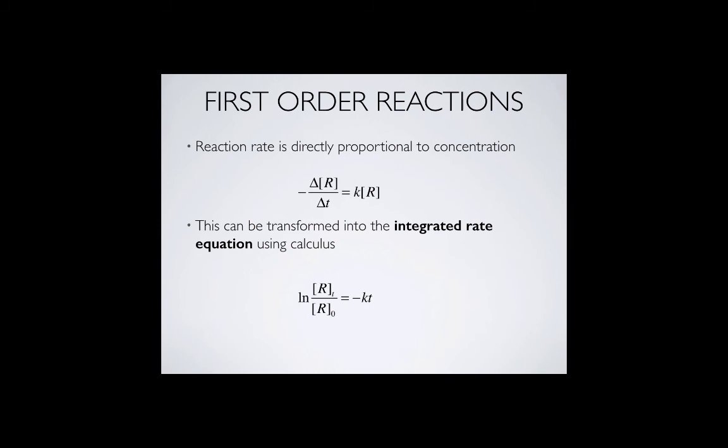But what we end up with here is that the natural log of the concentration of some reactant at time t over the concentration of that reactant at time 0 is equal to negative kt, where k again is the rate constant and t is time. Okay, so again, this little 0 here indicates that we have a time of 0, and this little t here indicates some time t. It can be any time that we want it to be. But the t here is equal to the t there.